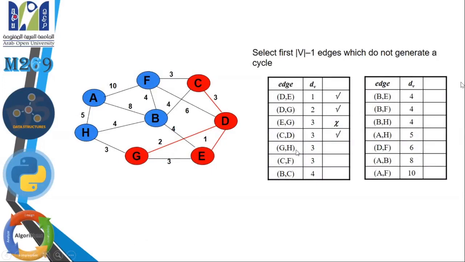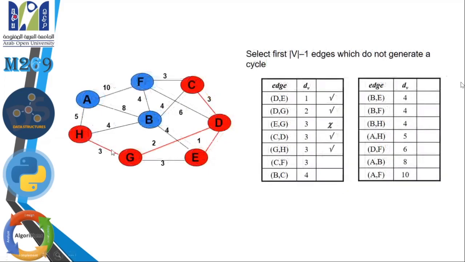Cycle means it will close. Can I add GH? Look at it. GH will make a cycle. If I make a red line here, is it going to make a cycle? No. So it will be added. See? Now it's not closed. This is the most important thing. It's not a cycle. Do not generate a cycle.